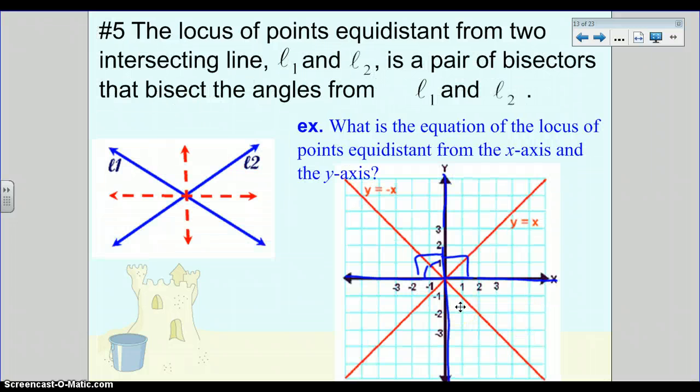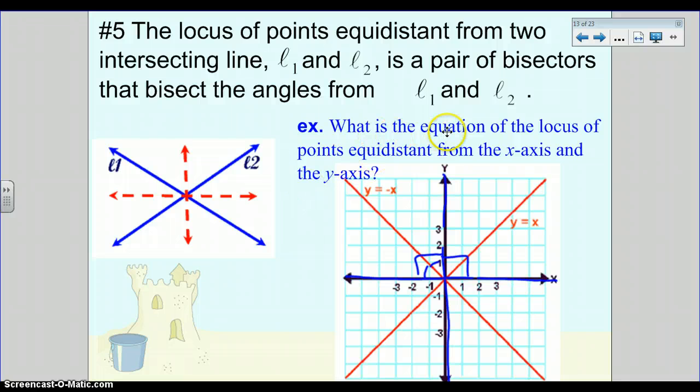The last basic type of locus are the locus of points equidistant from 2 intersecting lines. So let's say we have L1 and L2. The locus would be a pair of bisectors that bisect the angles. So both of these lines represent the locus and they bisect the angles. You usually see this one on coordinate planes, though we do know how to construct angle bisectors, so we can do it that way as well. We'd have to bisect this angle and bisect this angle to construct our 2 lines that represent our locus.